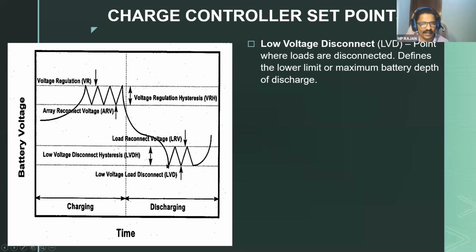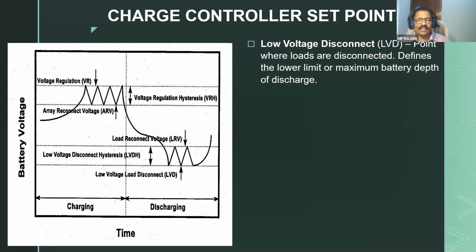So the voltage at which the load is disconnected, आपका लोड डिस्कनेक्ट कर दिया, that voltage is called low voltage load disconnect, LVD. लो वोल्टेज डिस्कनेक्ट, LVD. यहाँ पे आपका लोड डिस्कनेक्ट हो गया. ये सब सारे काम आपका बैटरी चार्ज कंट्रोलर कर रहा है. ओके, now again battery should be charged. Battery will be charged again, it will be connected. But immediately your load will not be connected again. आपका लोड immediately connect नहीं होगा.